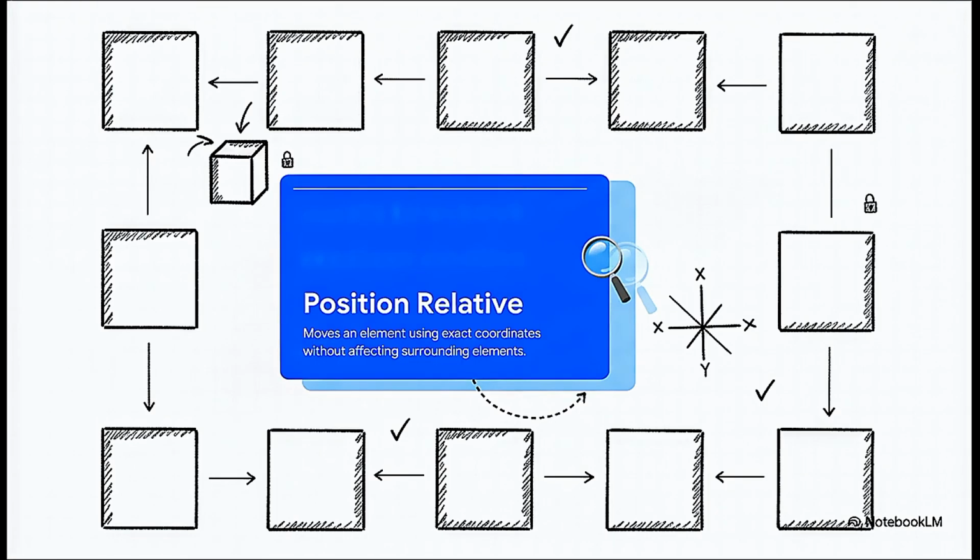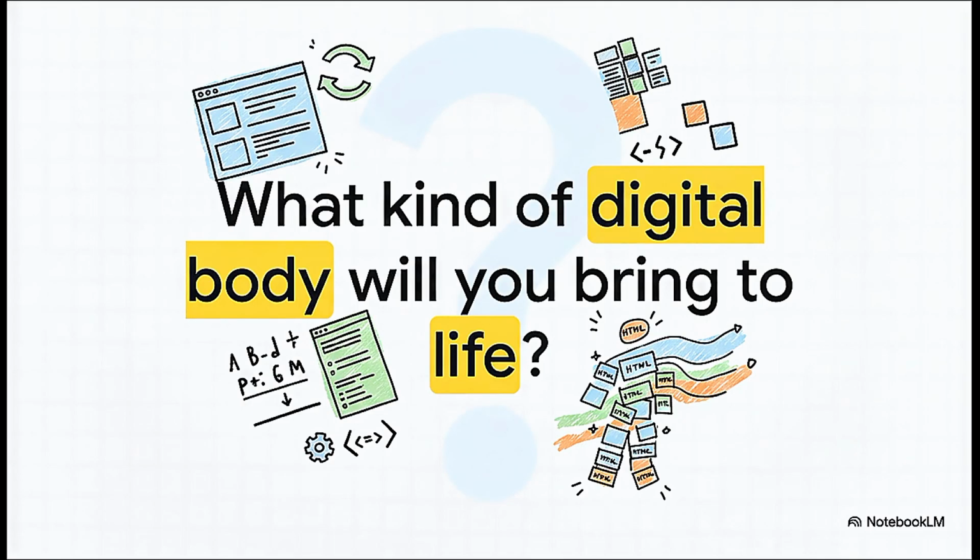Finally, when you need absolute precision, you use the position property. By setting an element to position relative, you can nudge it using exact x and y coordinates. The real beauty of relative positioning is that the element moves from its original starting place, but none of the surrounding elements on the page move at all. It's like the ultimate tool for safely and precisely tweaking your design without causing some massive chain reaction of broken layouts. And that brings us to the end of our journey today.